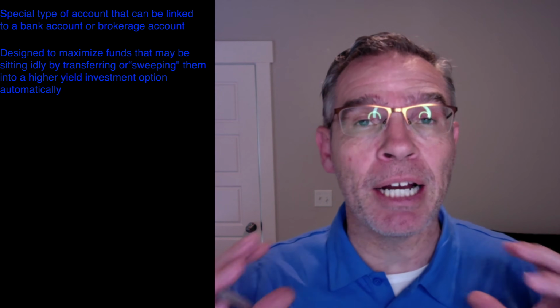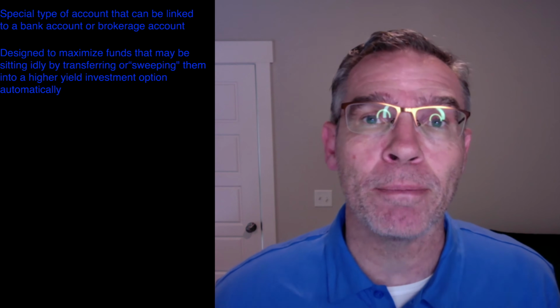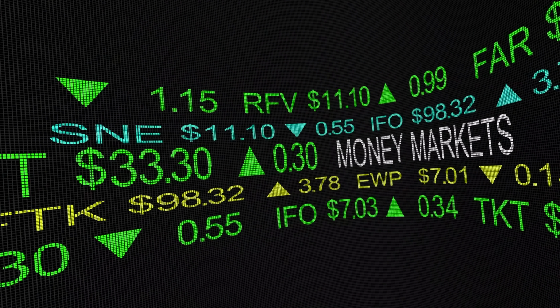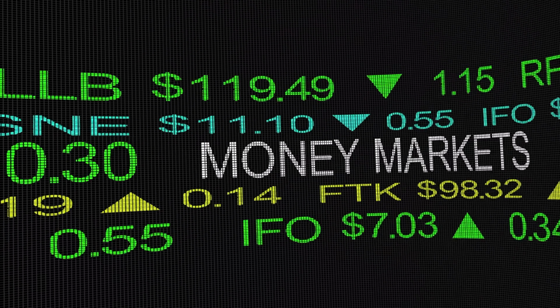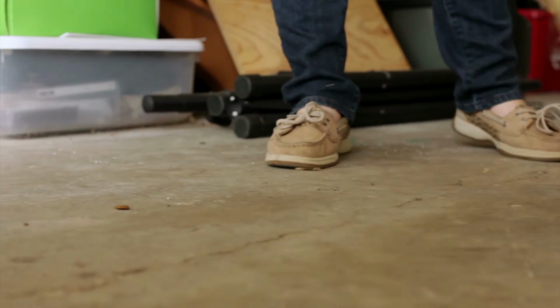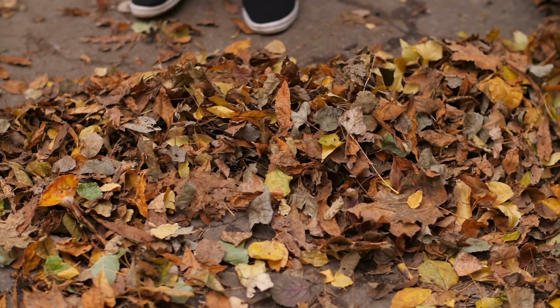Well, it's a special type of account that can be linked to your bank account or a brokerage account. Those accounts are designed to maximize your funds. They are designed to take money that is not being used and put it into a higher bearing interest account so that you're making the most on your money. Now, a very common way for a sweep account to be used is as a money market fund or a money market deposit account. Now, in this video, I'm not going to talk about banking sweep accounts. Those are available, but I'm not going to touch on that. We're talking about the brokerage sweep accounts here. The goal is the same. You're going to take uninvested cash and start investing that in some way to get you a higher yield.